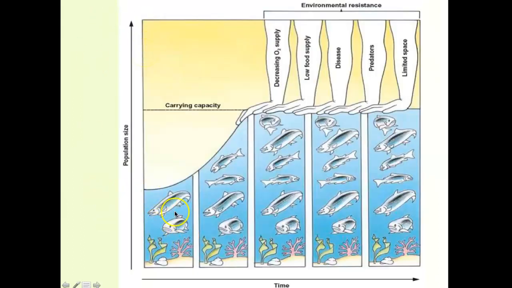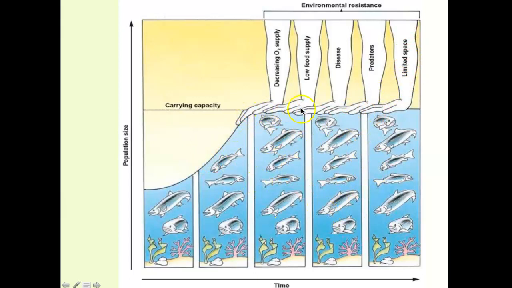All right, so we have some fish. Notice the curve on this graph. This is an exponential curve. For a while, these fish have all the resources they need and their population can double and double and double. But at some point, what's going to start to push their population down are these limiting factors. So we're having a decrease in oxygen, there's low food supply, there's disease, there are predators, there's a limited amount of space. All of these factors are going to keep the population of these fish at a certain level.